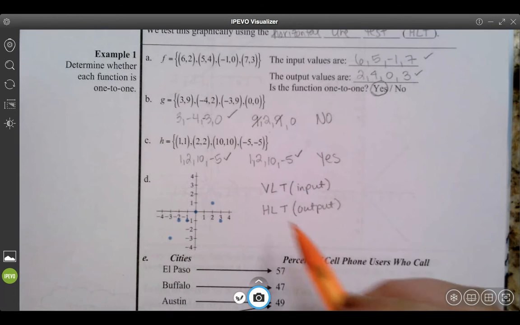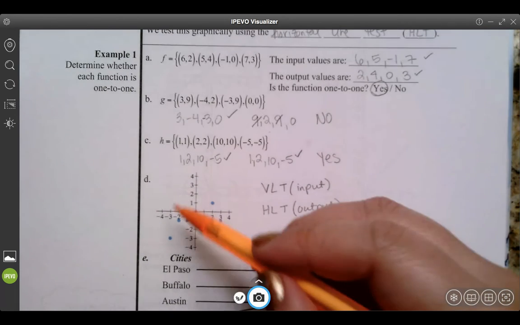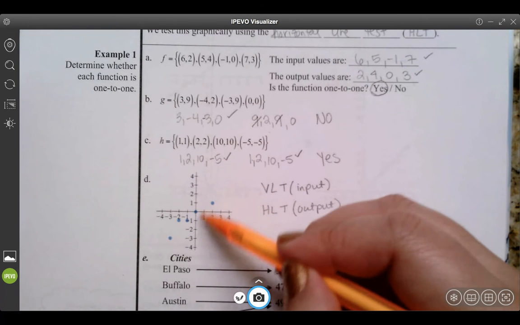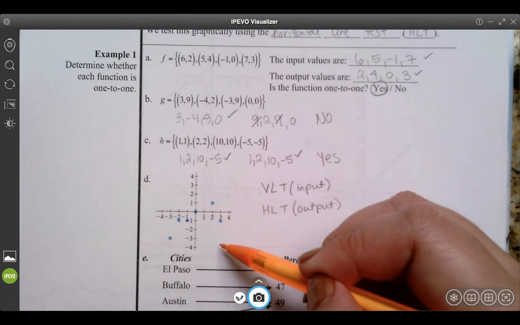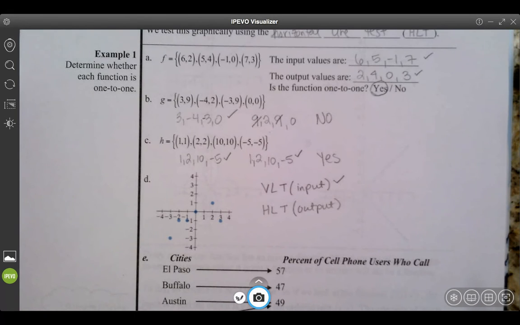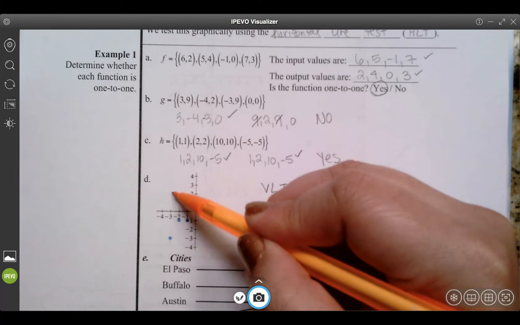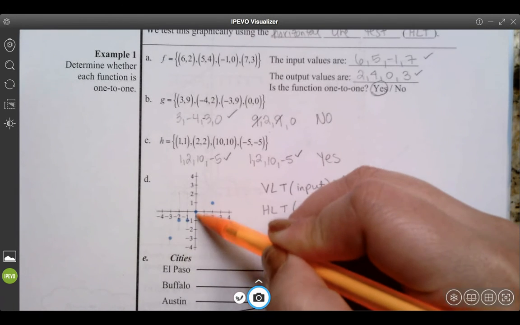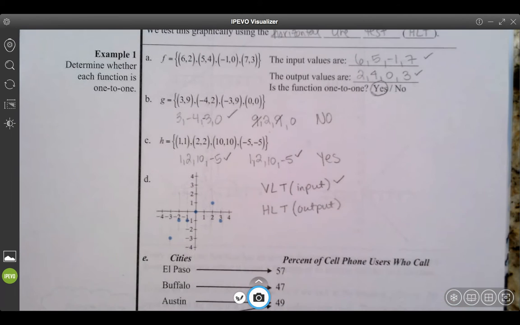So we're checking the vertical line test. Do any of my x values repeat? I can draw a vertical line through any of these points, and it only crosses through one point at a time. So we pass the vertical line test, right? If I draw a vertical line through these points, it only ever passes through one point.